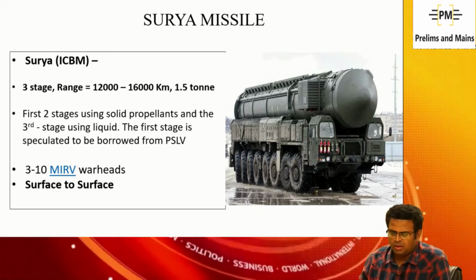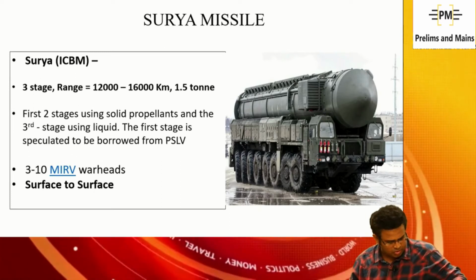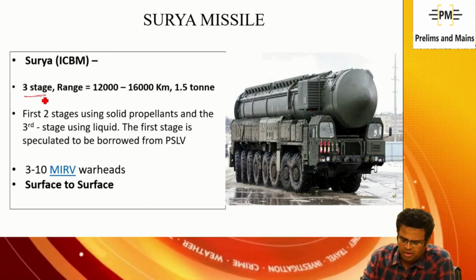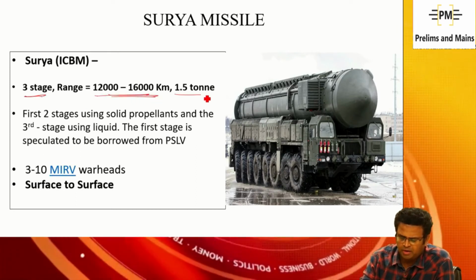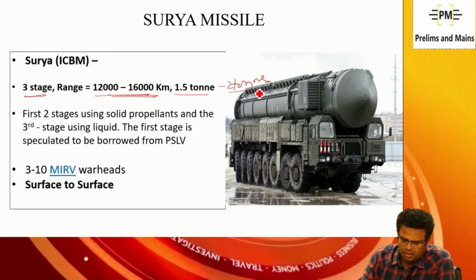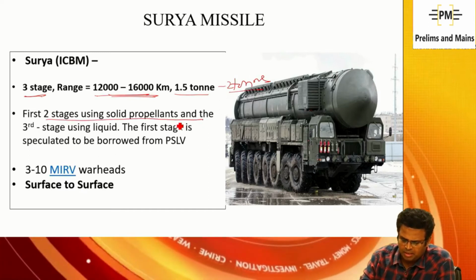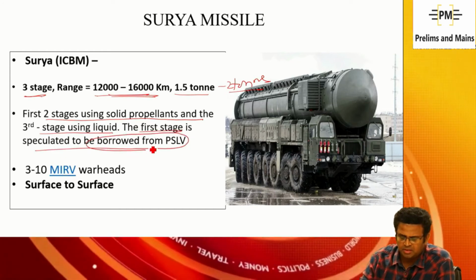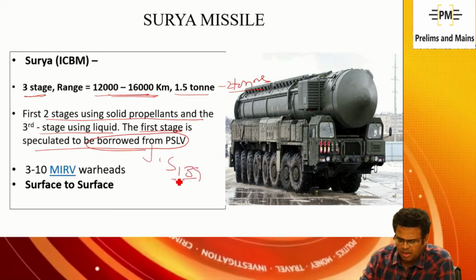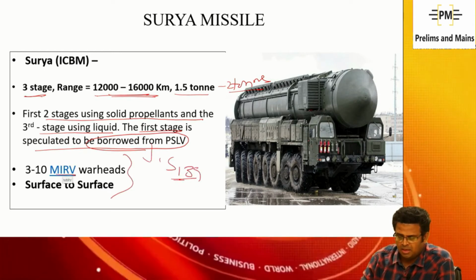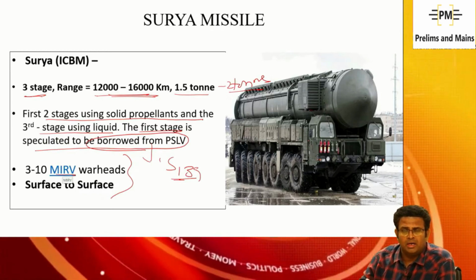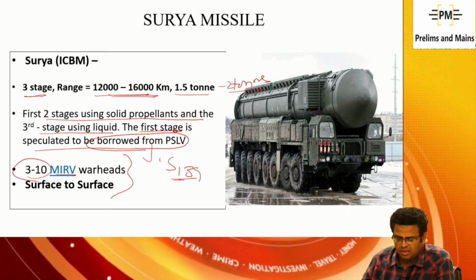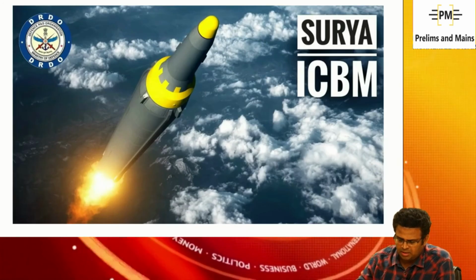And here is the Surya missile, it is also an intercontinental ballistic missile. Anything more than 5,000 will be intercontinental. It is 3 stage, range is 12,000 to 16,000 kilometer, 1.5 to 2 ton, and the first 2 stages use solid propellant, and the third stage is liquid. The first stage is speculated to be borrowed from the PSLV, that is S139. I will discuss MIRV, already I have discussed. It can carry not only one warhead, it can carry many MIRV, that is 3 to 10 MIRV like this.